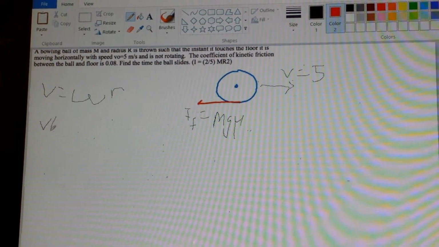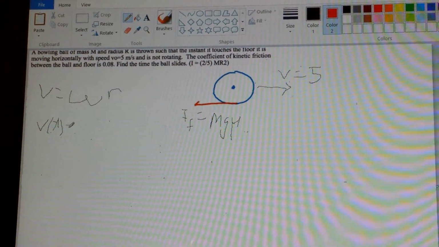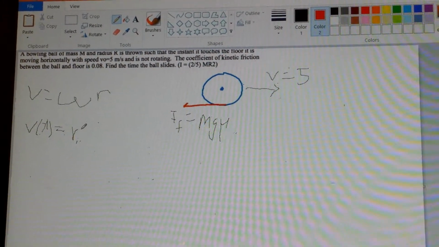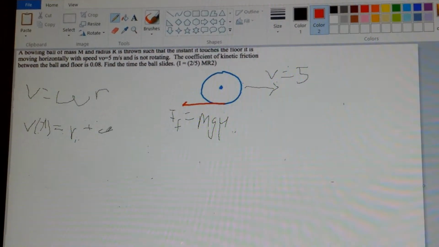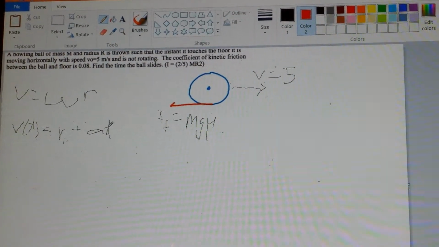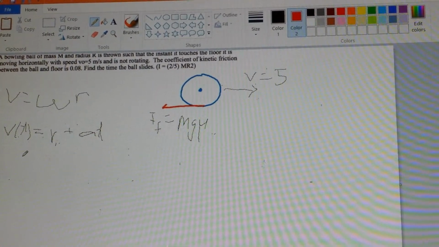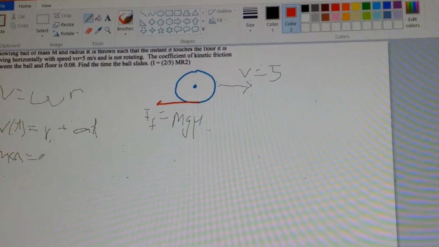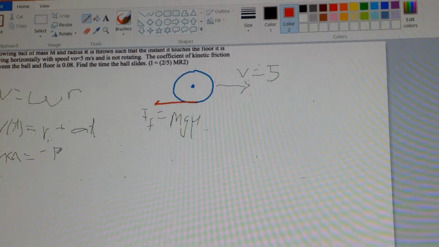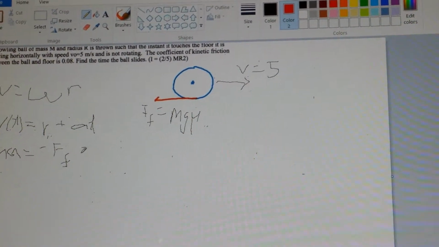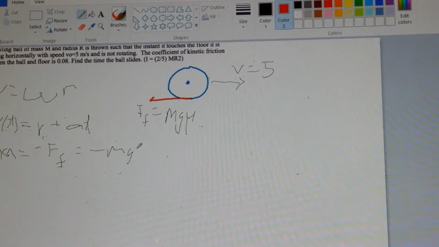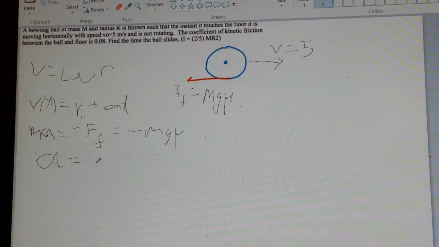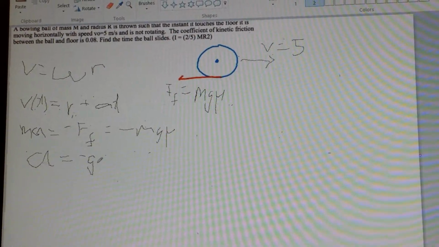We know that V of t equals V initial, which is given, which is 5, plus acceleration times time. Acceleration is going to be negative. And we know that ma equals negative force friction, which equals negative mg mu. So therefore, acceleration is negative g mu.